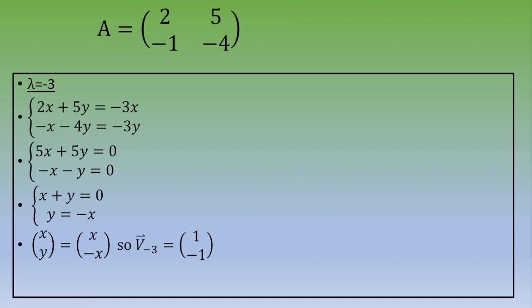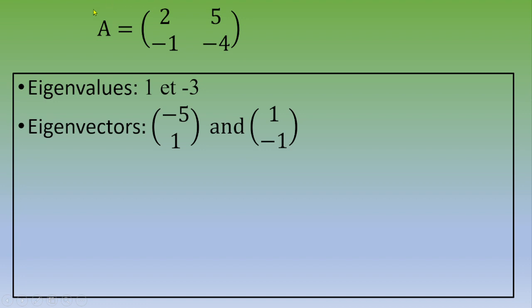So let's recap the situation. Okay, we've got this matrix, two eigenvalues 1 and negative 3, and two eigenvectors (negative 5, 1) and (1, negative 1). And remember, every time you've got an eigenvector, this eigenvector is related to an eigenvalue.